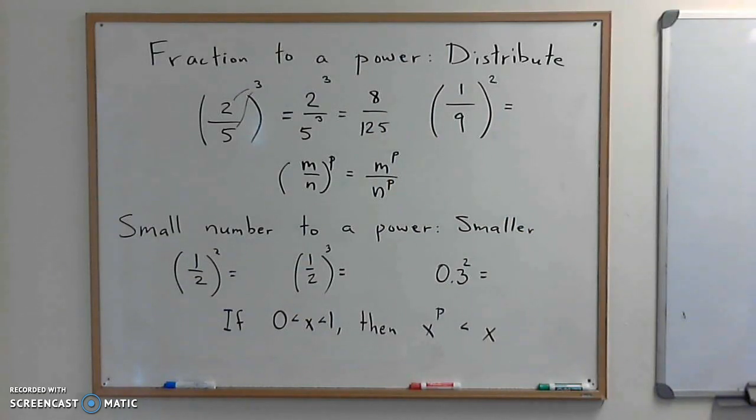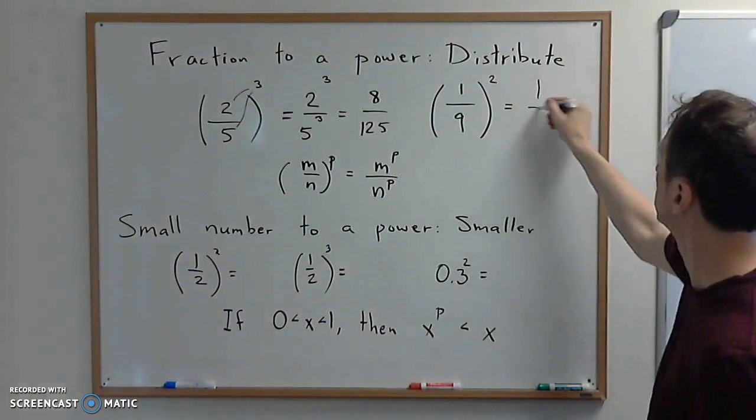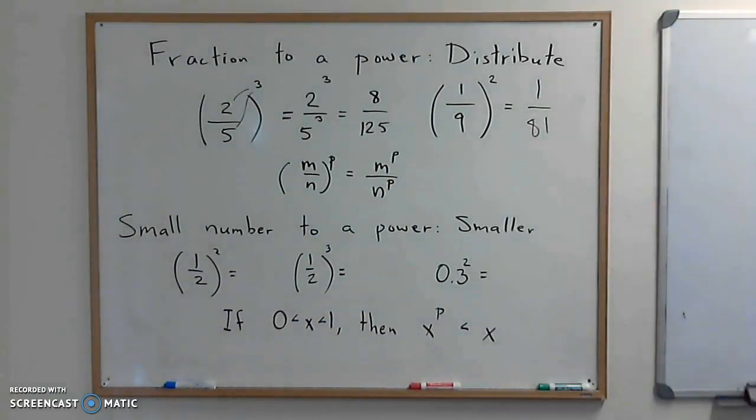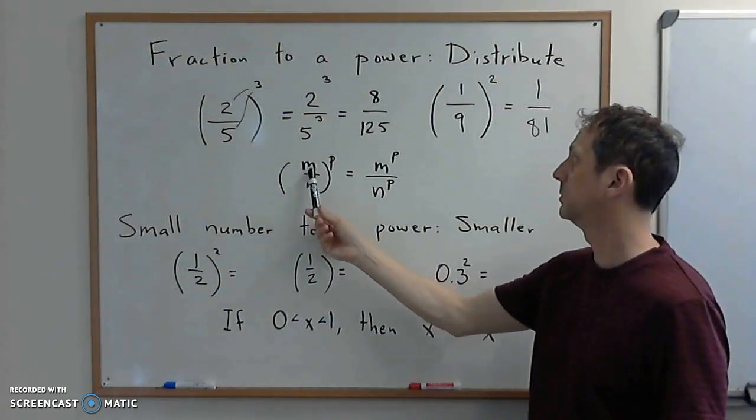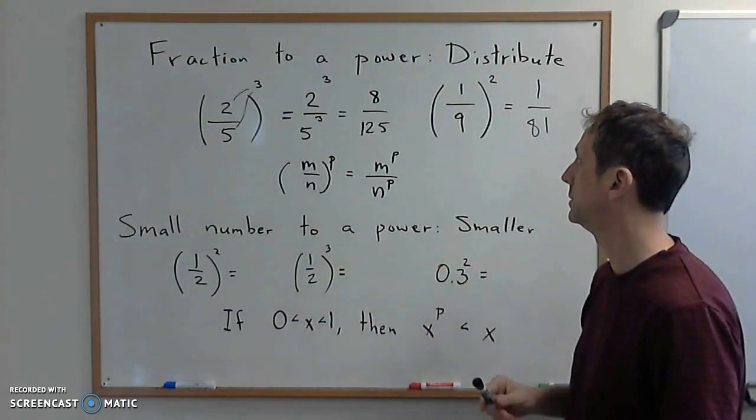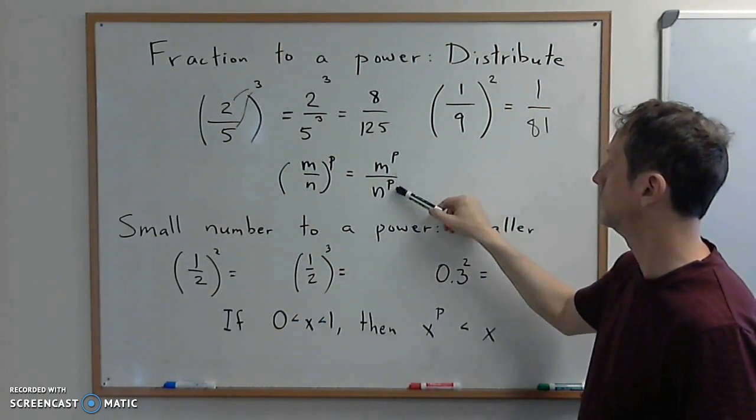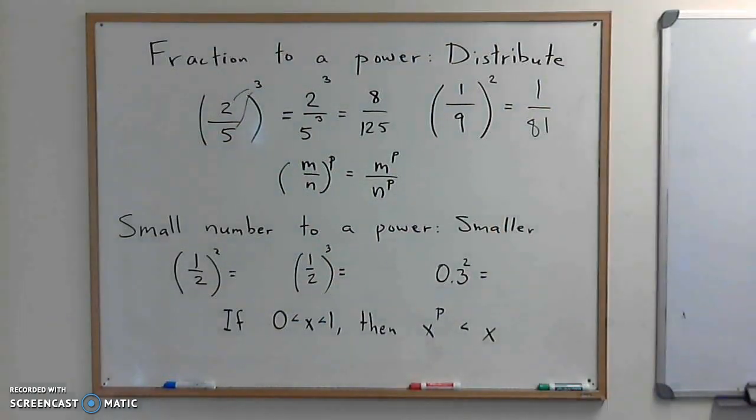So you tell me, or you tell yourself, what is 1/9 squared? That one should be pretty easy for you. 1 over 81. So algebraically, the rule would be written like this. (m/n)^p equals m^p over n^p. That p, the power, gets distributed and applied to both the numerator and the denominator.